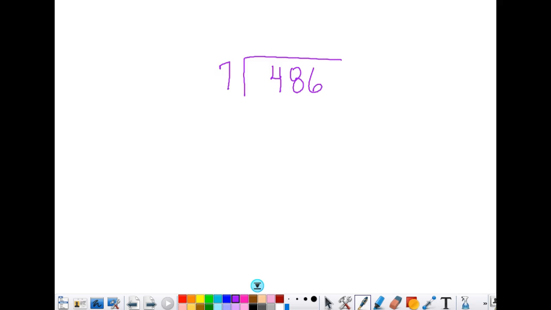Yeah, and I think most of y'all, your brain just kind of does it now because you're a little bit better in math than you were in 4th grade. But you know that 7 doesn't go into 4, so then you have to scoot over one more, and you say, 7 will go into 48 how many times?